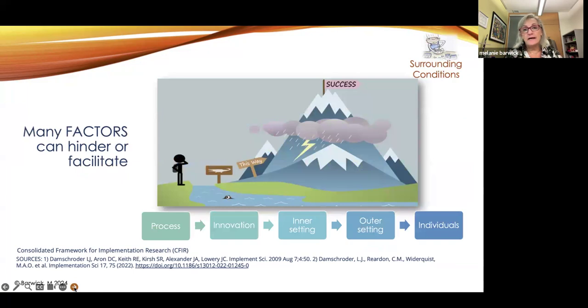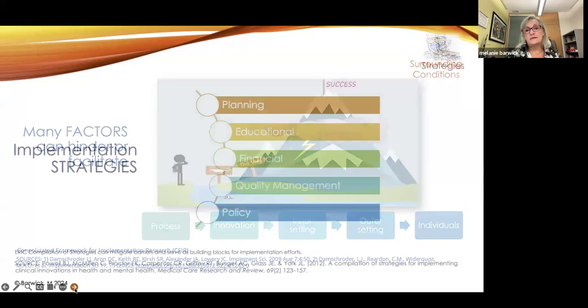There are a lot of factors that can get in the way. These are the barriers and the enablers. I think the list is up to over 30 now. There are ways of categorizing them, as you see on the slide. Some barriers and facilitators are associated with the implementation process. Others are associated with the innovation or the inner setting, meaning the organization, the outer setting, meaning the health system, let's say, or are related to the individuals involved in this process.